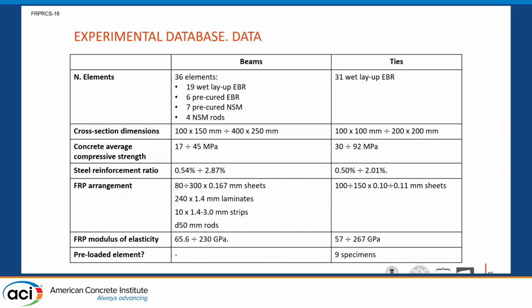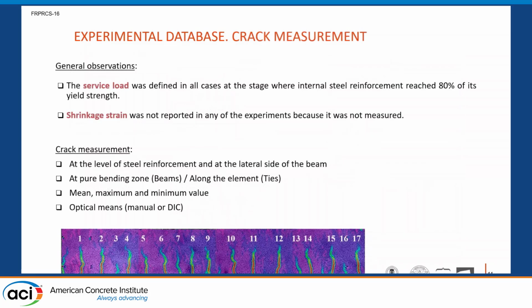You can see here the cross sections, the concrete average compressive strength, the steel reinforcement ratio. Okay, I would like only to put some attention on the last row that says preloaded element. This is something that is still under discussion in the group because we don't have specimens that have been preloaded, and we think that it is interesting to have them. So we didn't have any of the beams at that moment.